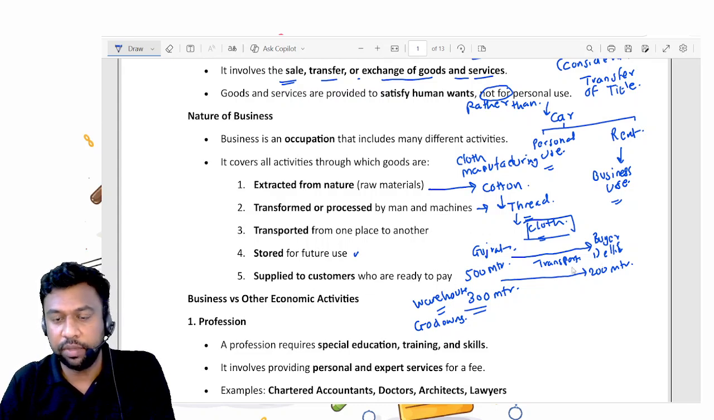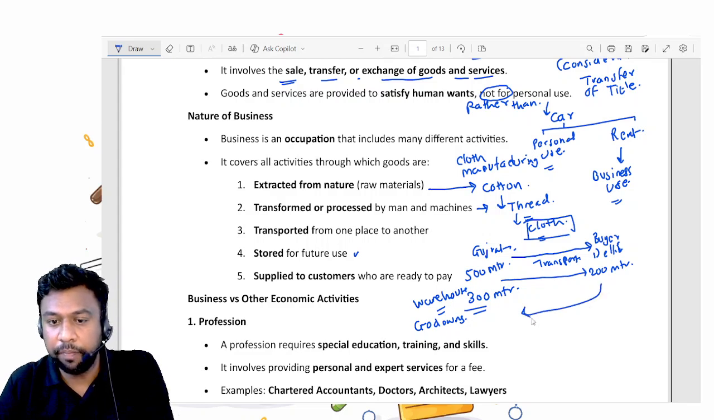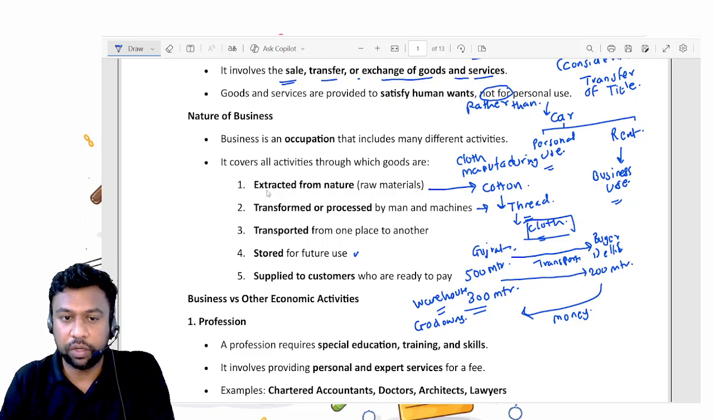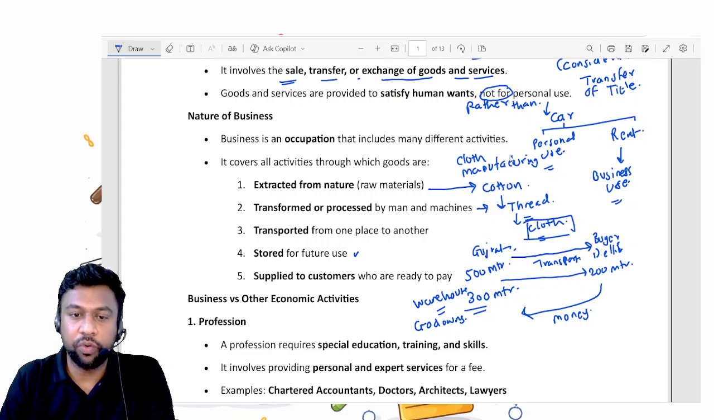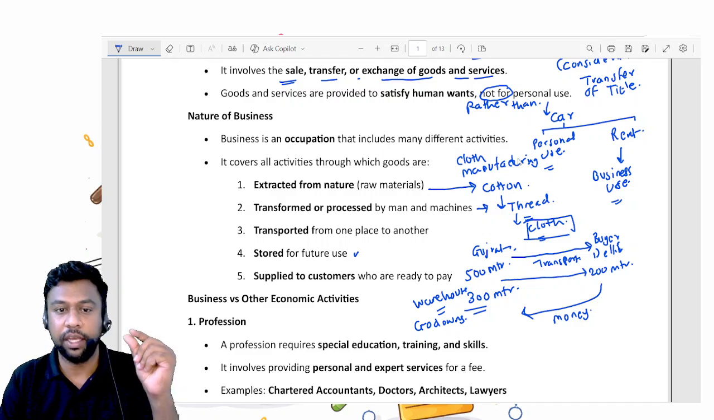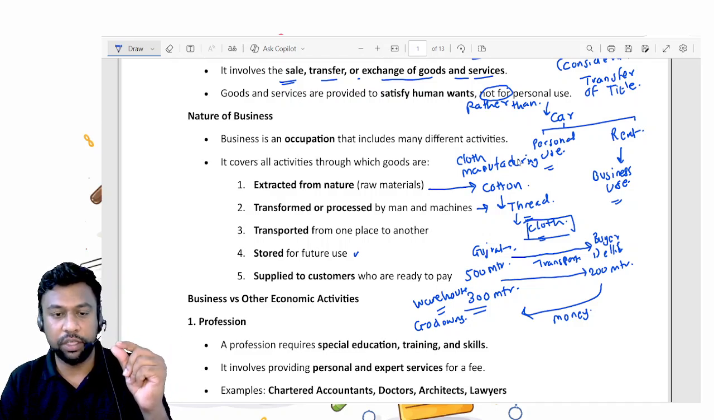Okay, this customer has purchased the product from me. Now he will pay me the money. So these are all the activities that are involved. These are specific to the manufacturing business. There are other businesses as well, like trading. In trading, you purchase already produced goods, and then you just sell them by introducing some margin to it.